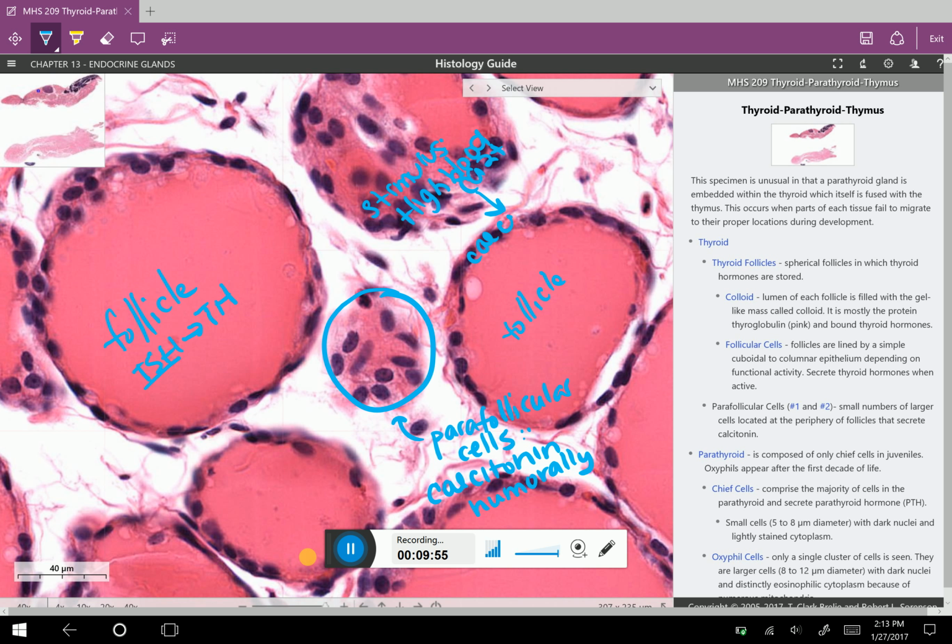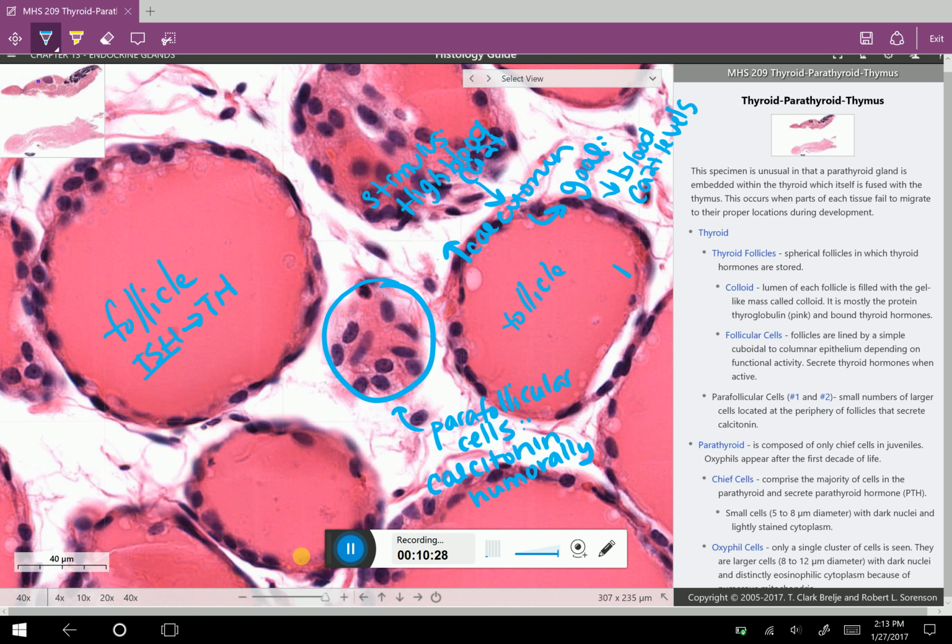So next question is, what's the goal going to be? Is the goal going to be to increase or decrease calcium levels? The goal is going to be to decrease blood calcium levels, so they go back to homeostasis. So the effectors for calcitonin are bone, the GI tract, that's the small intestine, or the digestive system, and finally the kidney.